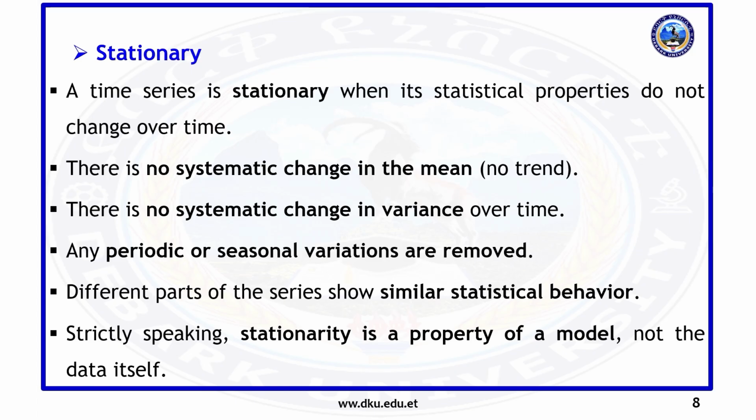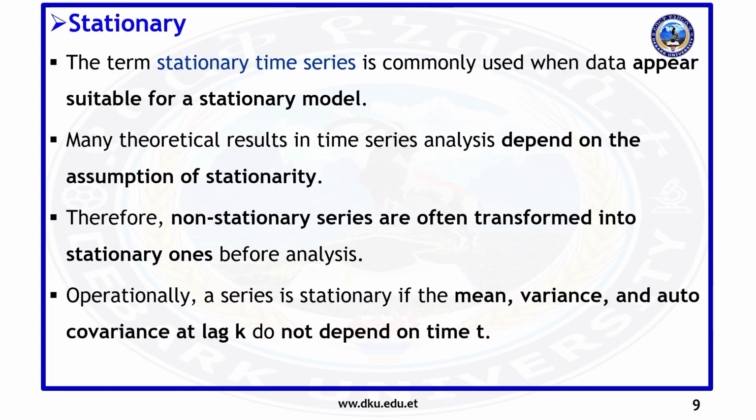Strictly speaking, stationarity is a property of the model, not just the data itself. This is important because most Box-Jenkins modeling techniques assume the series is stationary before we start building a model. Understanding whether a series is stationary is the first step in analyzing time series and ensures our forecasts are reliable. Now, let us focus on the ARIMA models, which are the most general class of models used for forecasting time series data.